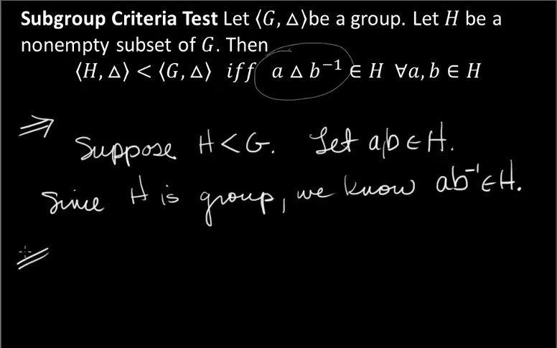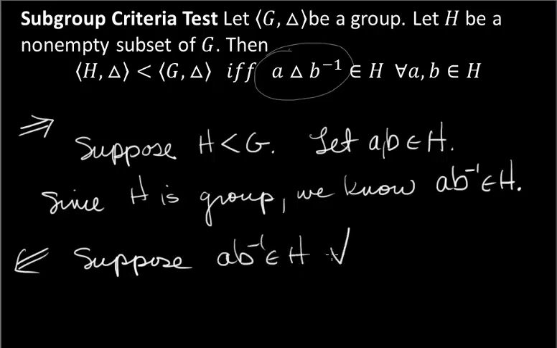Now we want to prove it in the other direction. So we suppose that A B inverse is in H for all A, B in H. We are assuming that H is a non-empty subset of G, and that A B inverse is in H for all A, B in H. Now this is a more significant proof. We have now to show that H is a group under the operation of G.